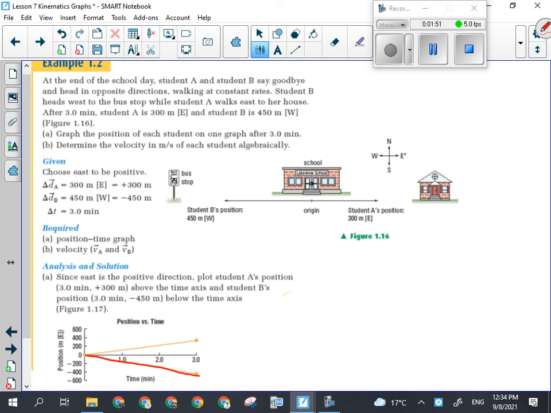So all we're trying to illustrate there is that the slope of that line represents their not just speed, but on this graph also velocity, right? Because it's showing their vector. It's showing that one of them went west and one of them went east, okay? So it's showing how fast they're going and in what direction.